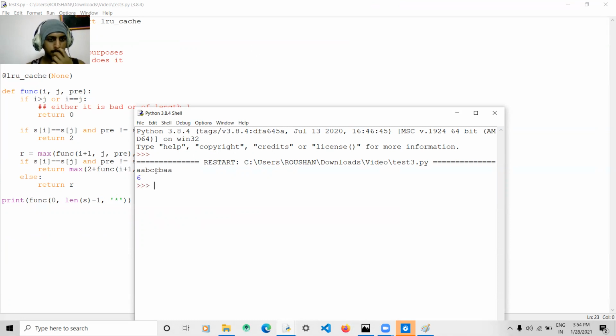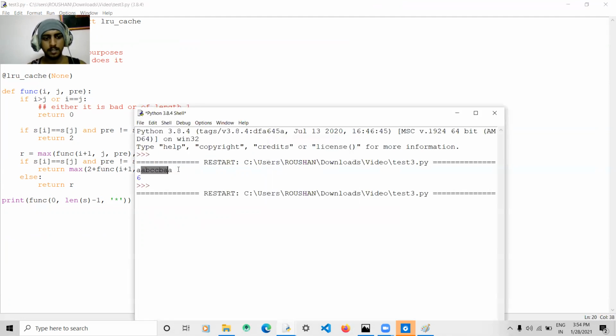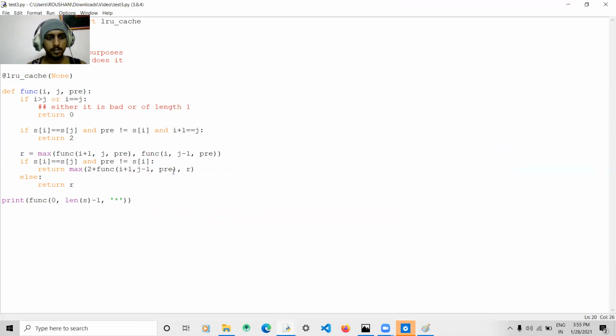A B C C B A 6. We can see it gives 6. If we didn't change that here, it will give us 8. I mean, that's the bug in that code, right? So just make sure when you're considering both the left and right ones, that the inside palindrome doesn't start with SI, and that's about it. This is the code. So the questions are tough, but the code is very easy.